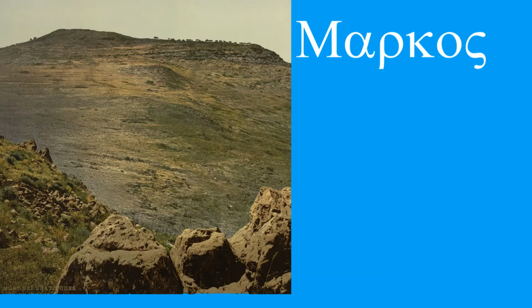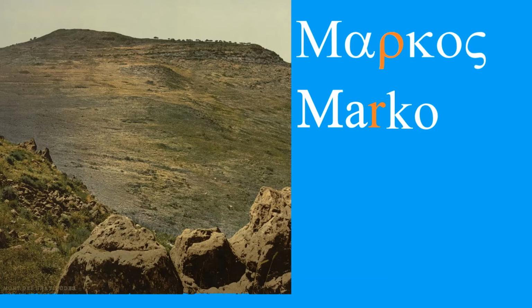Let's try another word. Again, we have a capital M. That's exactly the same as it is in English. And an alpha. That's just like an A. And there we have that rho again. Not a P, it's a rho. It's an R sound. And then we have kappa, which is just like the K. And then we have omicron, which looks and sounds like an O. And then we have the sigma. And the sigma, it looks like a snake, just like the S does in English. And if we sound these letters out, M-A-R-K-O-S, we have Marcos, the name Mark in English.